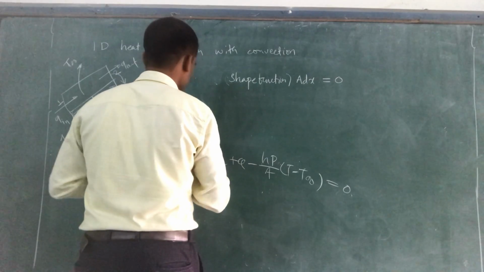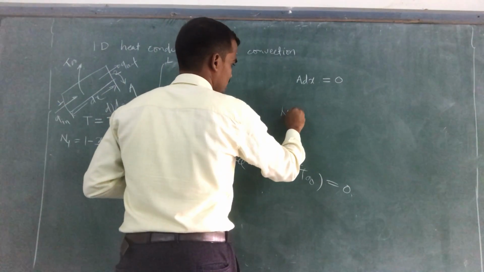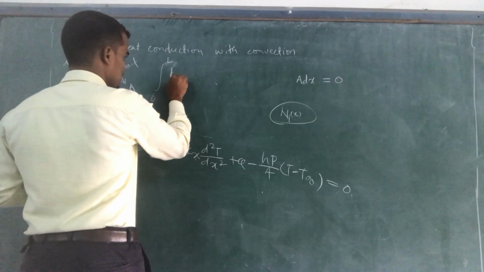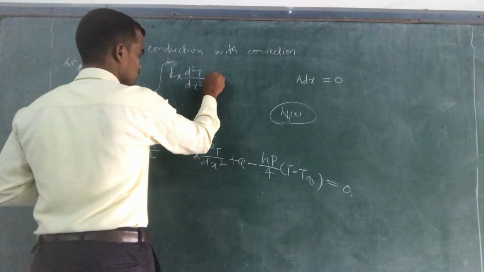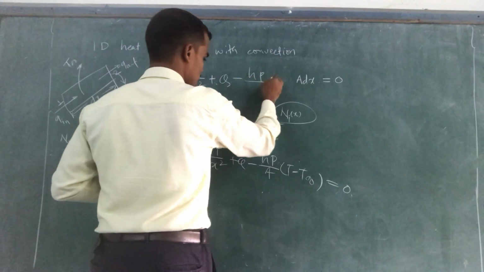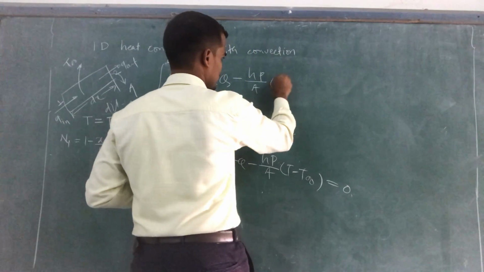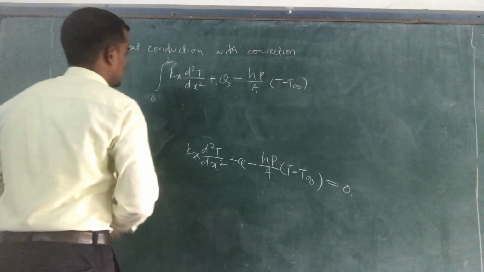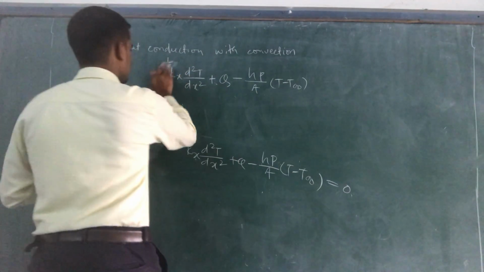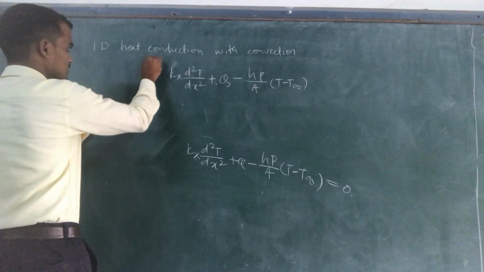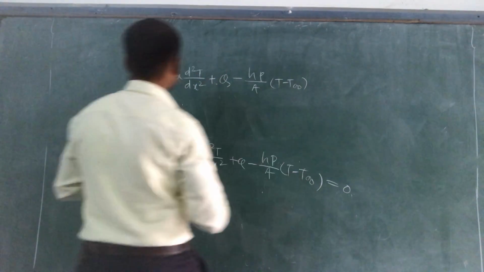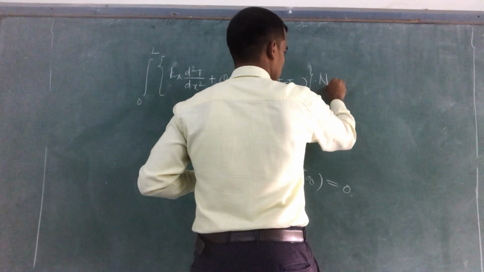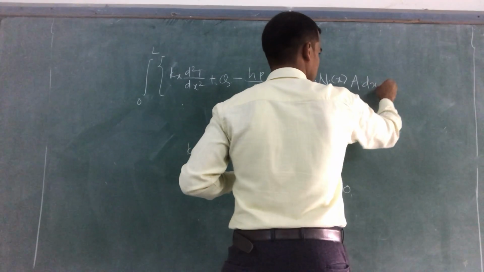So we will get this multiplied by the shape function. The shape function is Ni of x. So we will write this governing differential equation as kx d squared T by dx squared plus q minus hP upon area in bracket T minus T infinity, and this is actually in a bracket, or you can simply add a curly bracket, from 0 to L, multiplied by Ni of x, area times dx, is equal to 0.